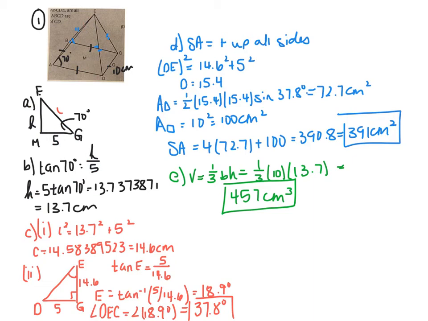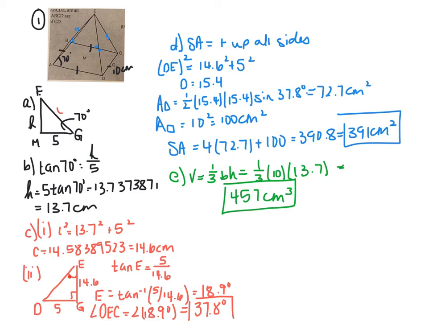Part C1 wants us to find the distance EG, so the distance of the slant. So I just used Pythagorean theorem and found that it was 14.6 centimeters. Part C2 wants us to find the angle DEC. So I found the angle DEG first and then doubled it because this was a right triangle. You didn't have to do it that way.